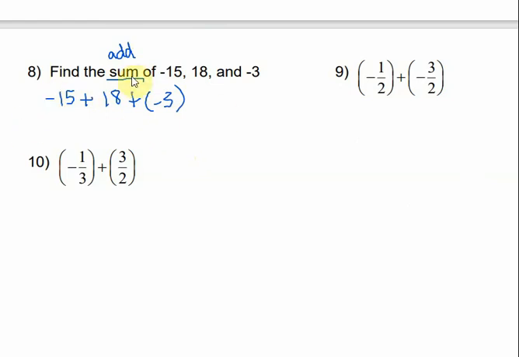Okay, and again, we can either combine our like terms first or go from left to right. This time I'll go from left to right. So if I do negative 15 plus 18, the signs are different, so I'm going to subtract, and I get a positive 3. Positive 3 plus negative 3 would be 0.